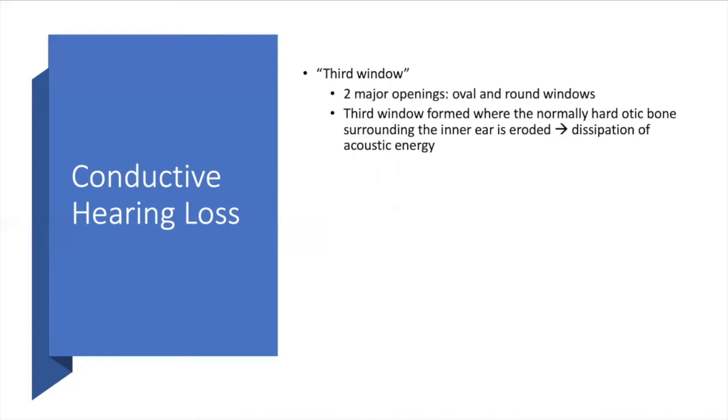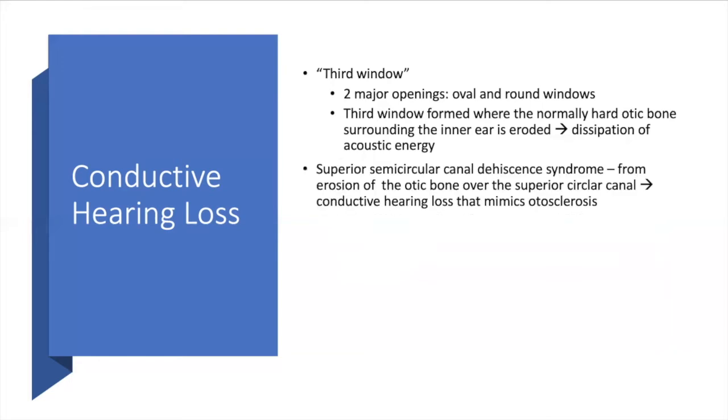There are normally two major openings or windows that connect the inner ear with the middle ear and serve as conduits for transmission of sound. These are the oval and round windows. The third window is formed where the normally hard otic bone surrounding the inner ear is eroded. Dissipation of the acoustic energy at the third window is responsible for the inner ear conductive hearing loss.